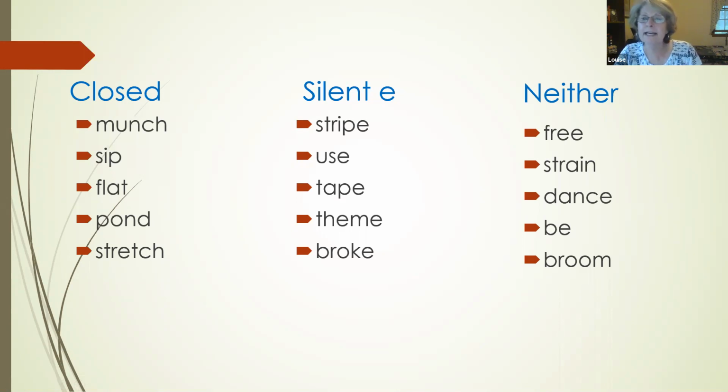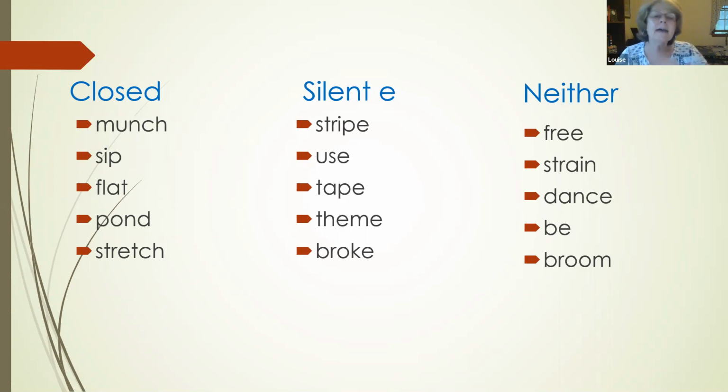So the reason you want a neither category is you don't want the children looking just at the last letter. If you don't have a neither category, then for silent E, they're just going to look for the final E. But really, they have to look at the whole pattern in the word. So dance, for example, is not a silent E, even though it ends in an E. Same thing for free. It's not a silent E.